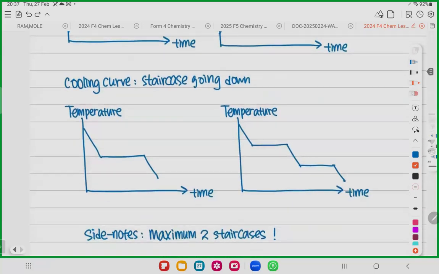Maximum two. Maximum two staircases. You won't get three, four, or even five staircases. Impossible. You will only get two staircases at most.